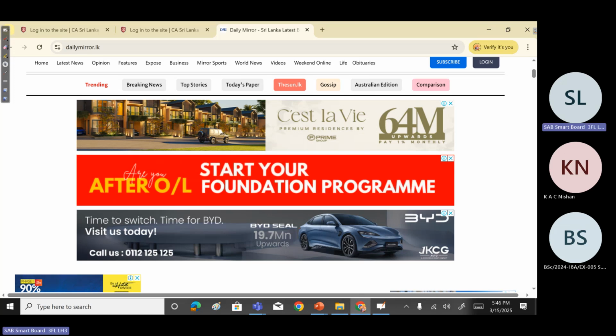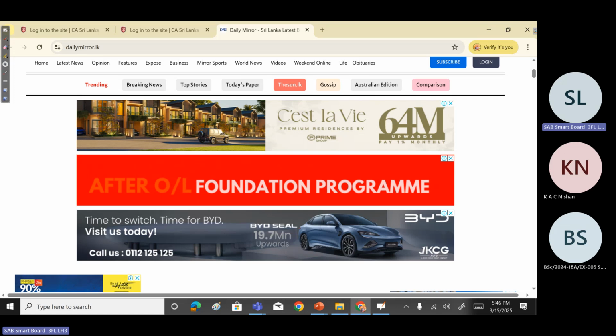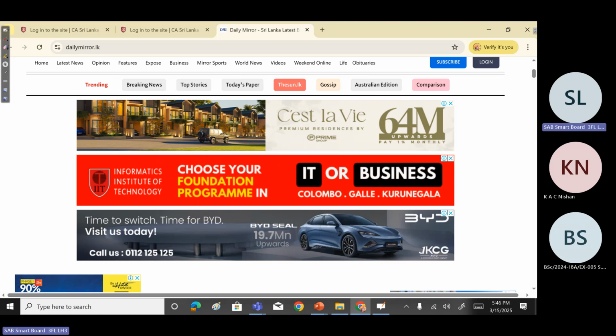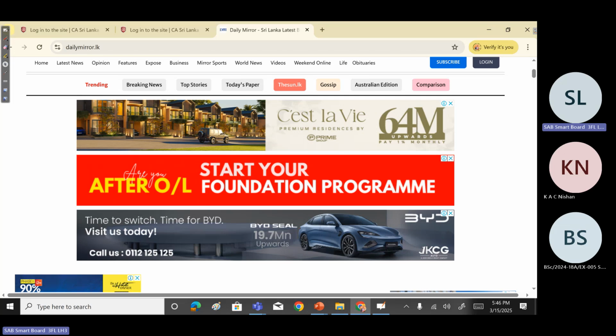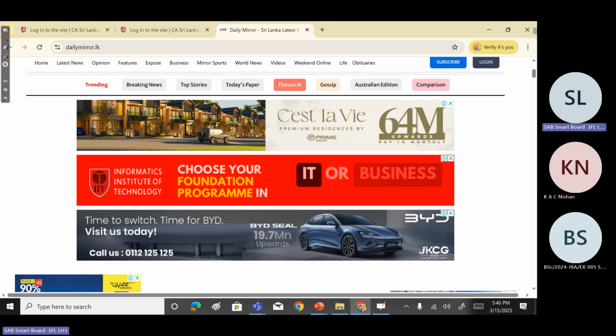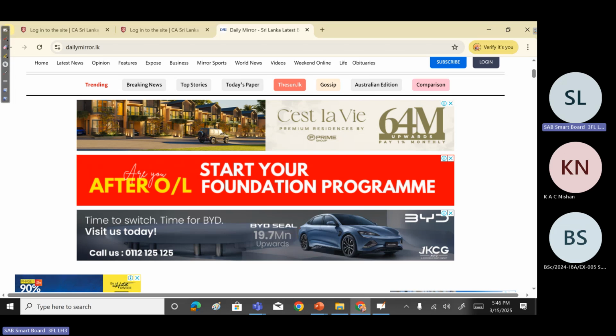Is it clear? Is it the same? No. Now, usually when you go to a website, there are advertisements. Do you click on that? I usually never click on it. I think it's a waste of time.